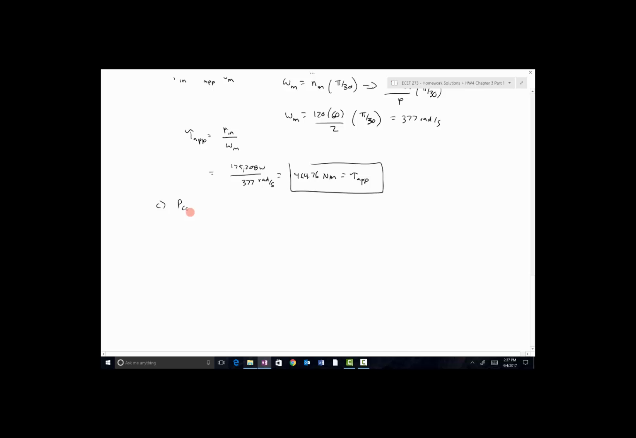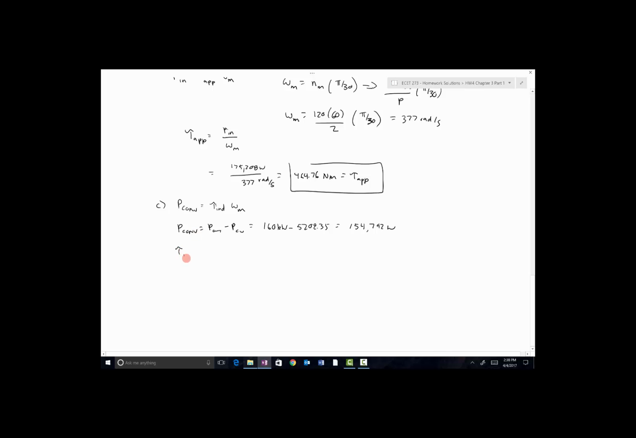And P converted equals the torque induced by the armature reaction times the mechanical rate of rotation, and P converted is equal to the output power minus the copper loss. So that's equal to 160 kilowatts minus 5,208.35 watts, which is 154,792 watts for the converted power. That's how much of the power actually made it into E_F, the excitation field.